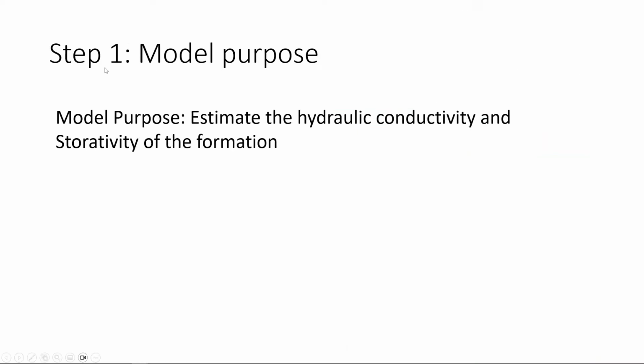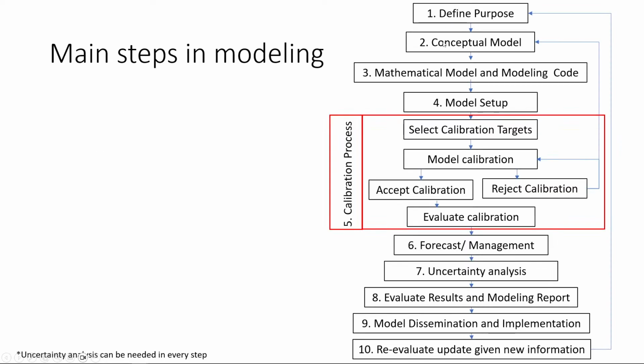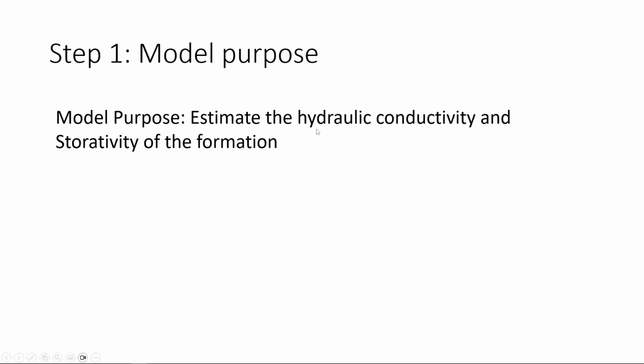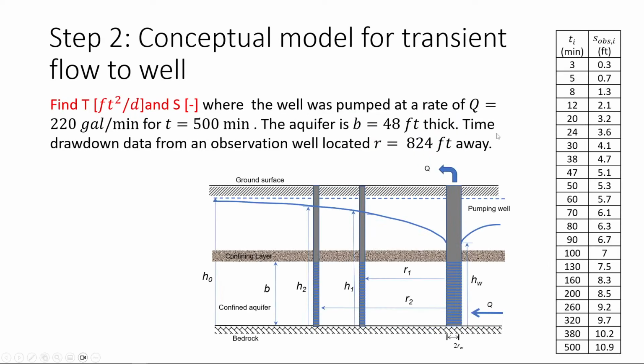So the model purpose, step number one, defines the model purpose: estimate the hydraulic conductivity and storativity of a formation. So I want to estimate K and S for a formation. Regardless, this is not a groundwater hydrology class. If you don't understand what these two are, that's not important. The most important thing is that you see the calibration step.